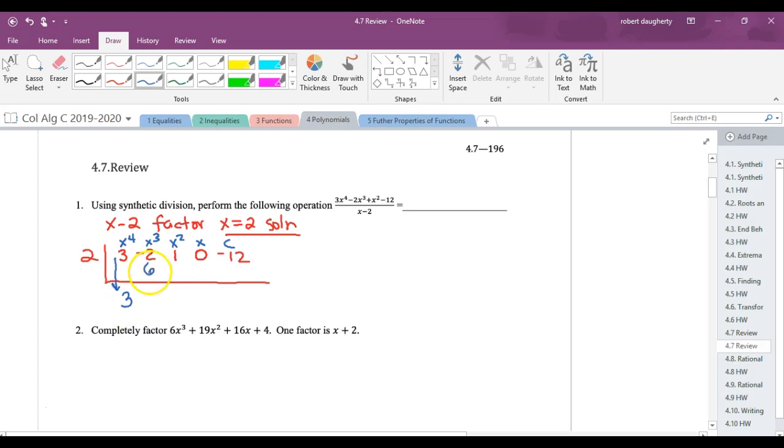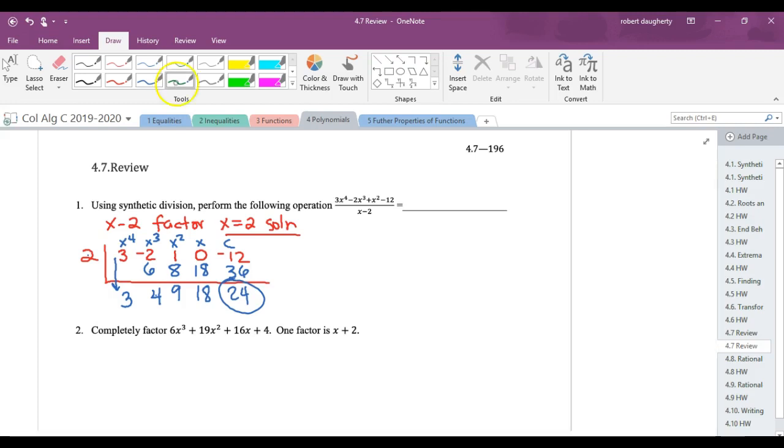2 times 3 is 6. 6 minus 2 is 4. 2 times 4 is 8. 8 plus 1 is 9. 2 times 9 is 18, plus 0 is 18. 2 times 18 is 36. 36 minus 12 is 24. Non-zero remainder. So that means x minus 2 is not a factor.